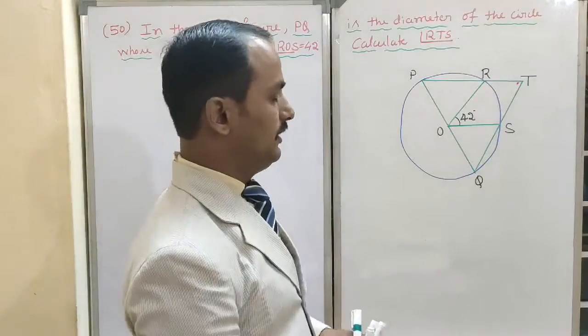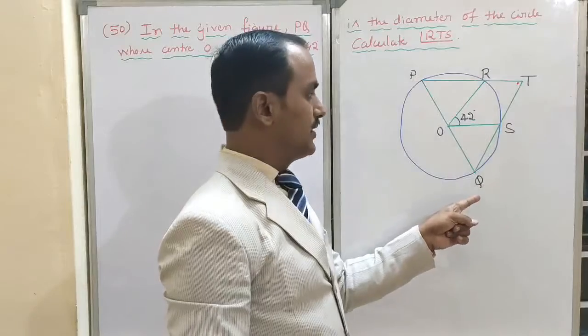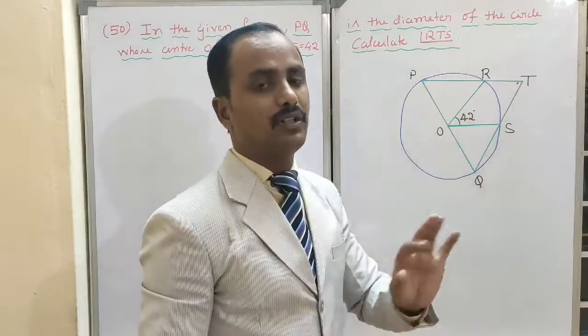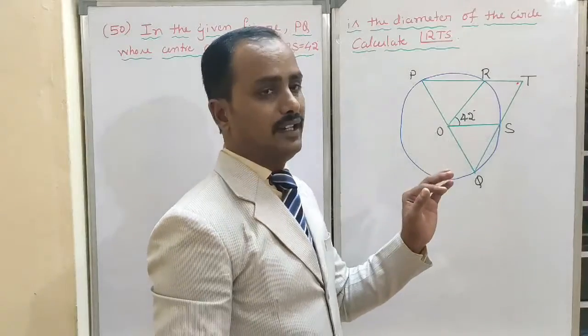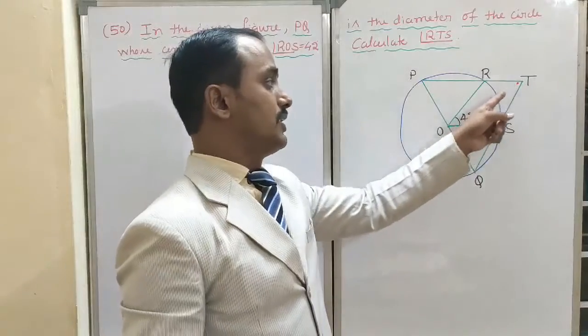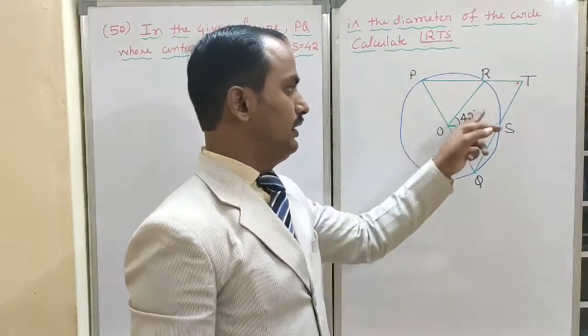Only data here in this diagram: in a circle, POQ is a diameter of the circle with center O, then angle ROS is 42 degree. No other data. No parallel lines here, nothing. How can I find this one? Don't take the sum of opposite angles supplementary, that is wrong. It will not come here.